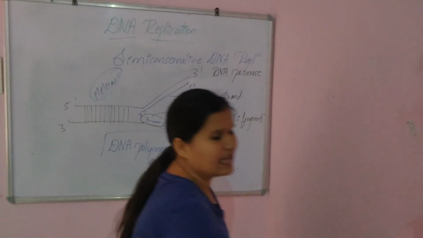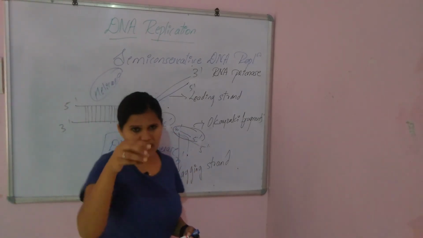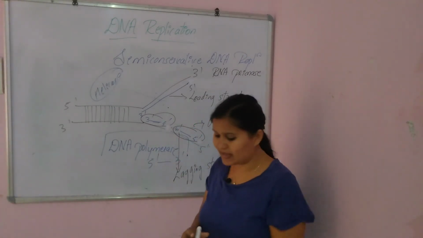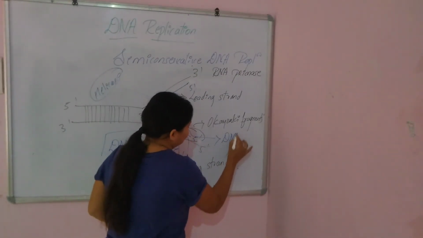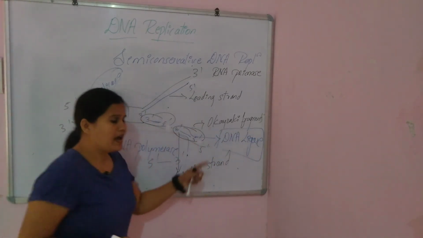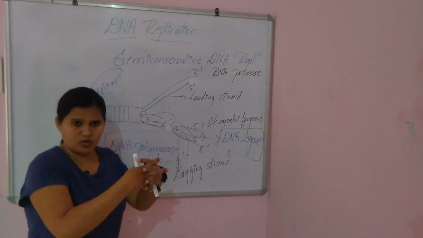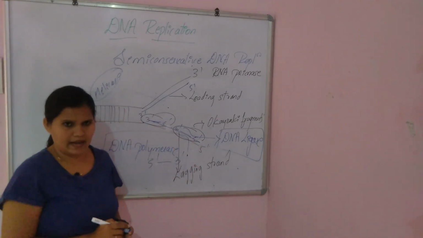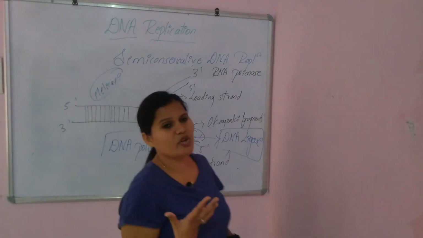After deleting, the space will be there, right? So that space, these DNA fragments, will be connected by the enzyme called DNA ligase. Where these fragments are, it will start to attach them, gather them, and form the continuous new strand of DNA. Is this clear? So this is how the replication of DNA is done.